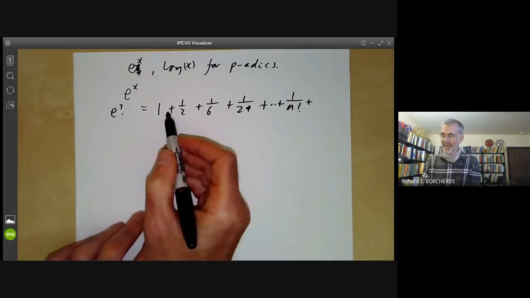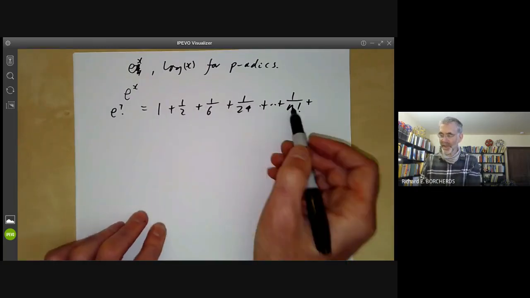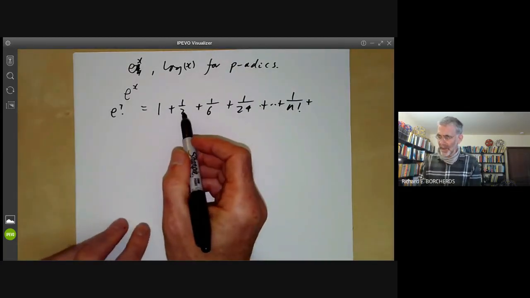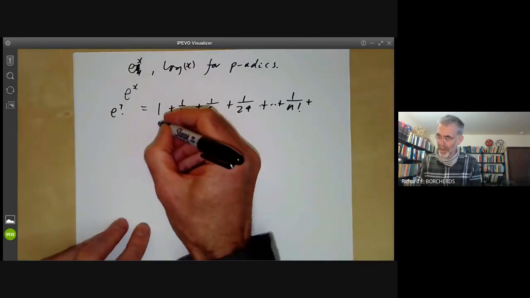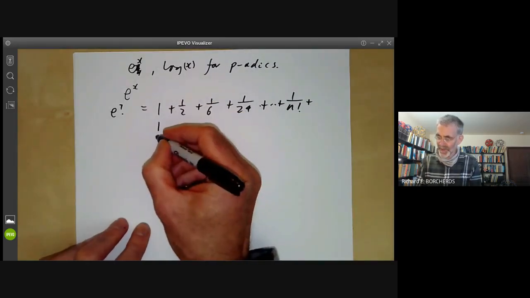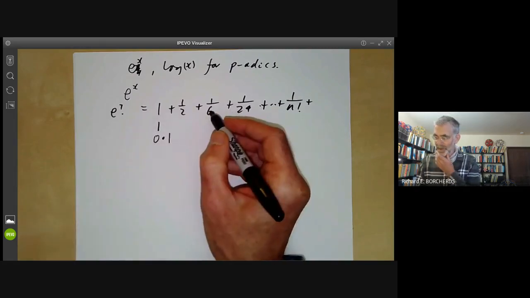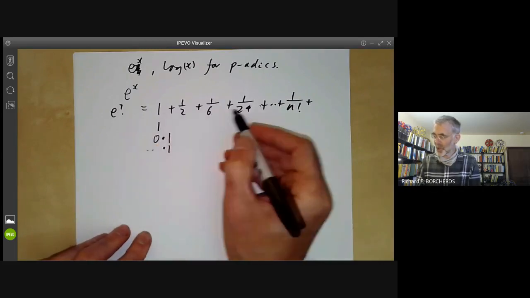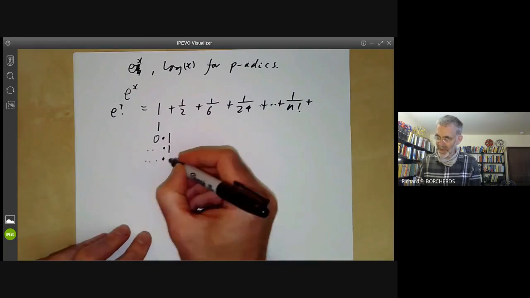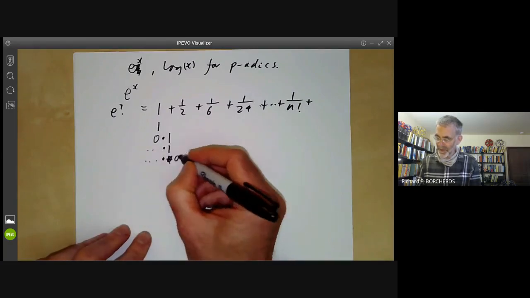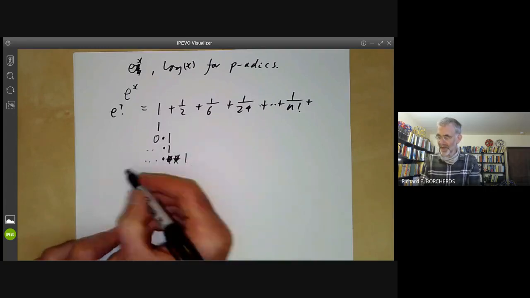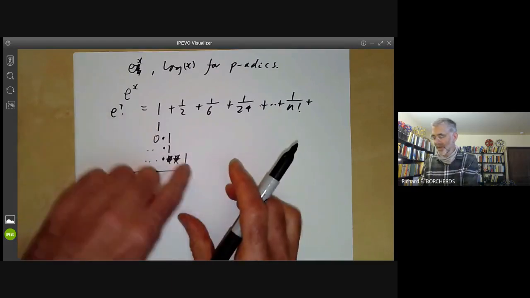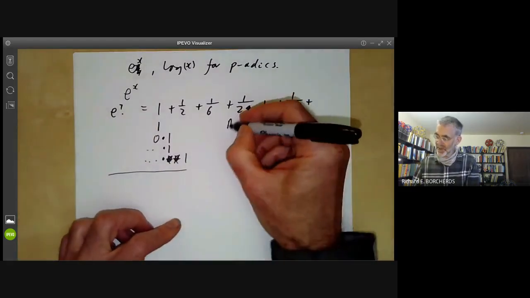Now, over the real numbers, these numbers get very, very small very rapidly, so their sum converges. But what happens over the p-adics? Well, let's do the 2-adics. We get 1, and then we get a half. Well, in the 2-adic numbers, that's 0.1, and then we get 1 over 6, and that's going to be something 0.1 here. And then we get 1 over 24. That's going to be something, something, something, 0.0, something, something, 1. So the p-adic numbers are actually getting worse and worse. Instead of getting more and more zeros, which makes them easier to add up, they're getting fewer and fewer zeros. So this just does not converge.